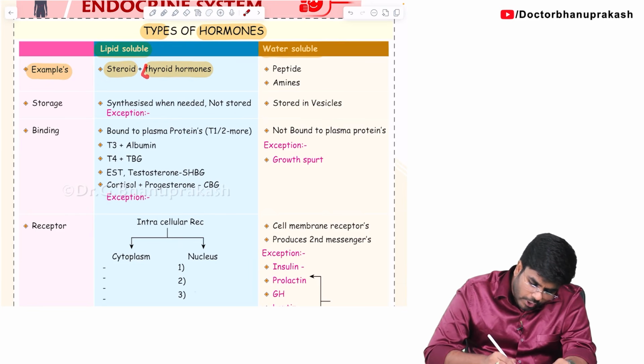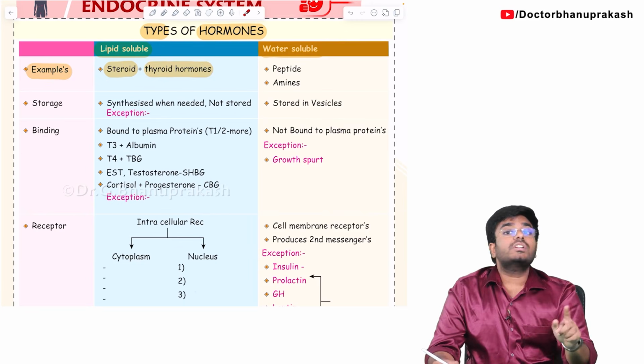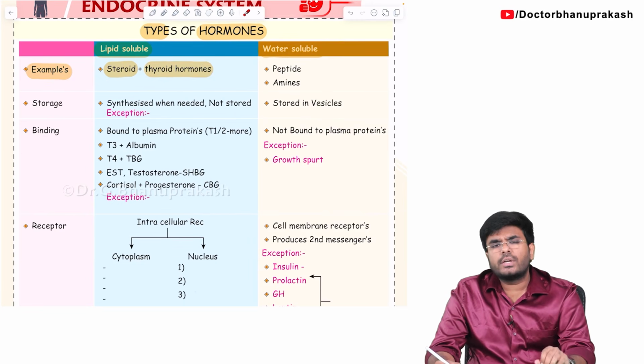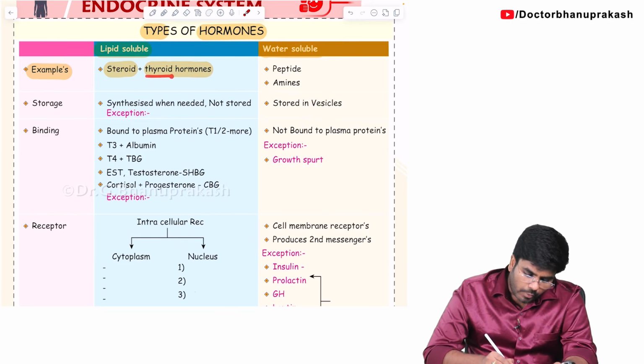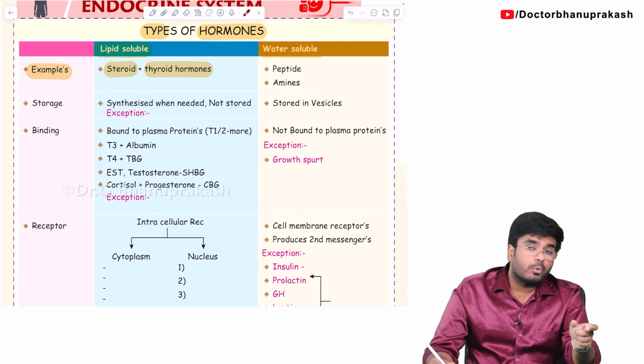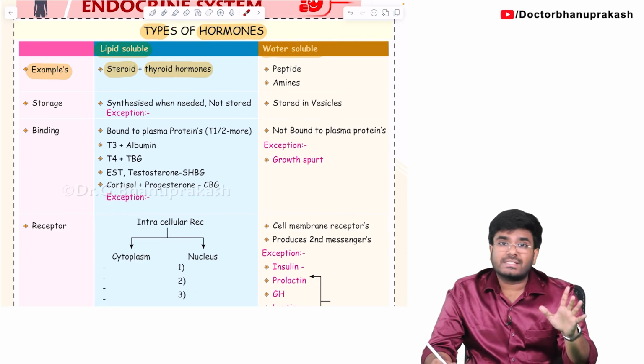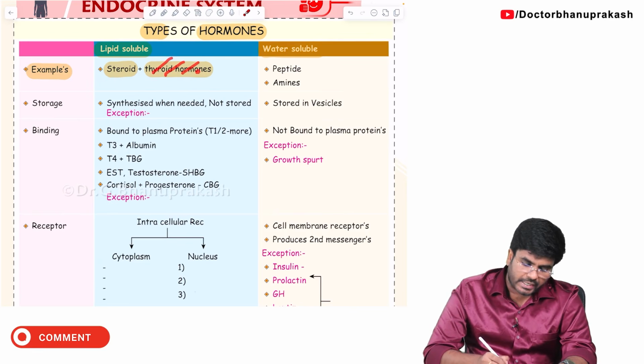Then what about thyroid hormones? Thyroid hormones are also lipid soluble, but thyroid hormones are not steroid hormones. Thyroid hormones are not derivatives of cholesterol. So the thyroid hormones are amino acid derived hormones, derived from the tyrosine amino acid.